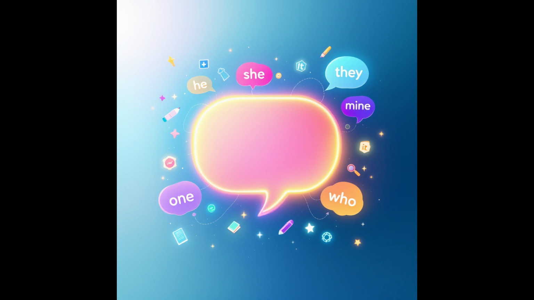Relative pronouns. Explanation. These introduce dependent clauses, e.g., who, whom, whose, which, that. Examples: everyday life. "The teacher who helped me is kind." Movies. In The Lord of the Rings, Frodo says, "The ring that you carry is dangerous." Books. In To Kill a Mockingbird, Scout narrates, "The man who saved us was Boo Radley."